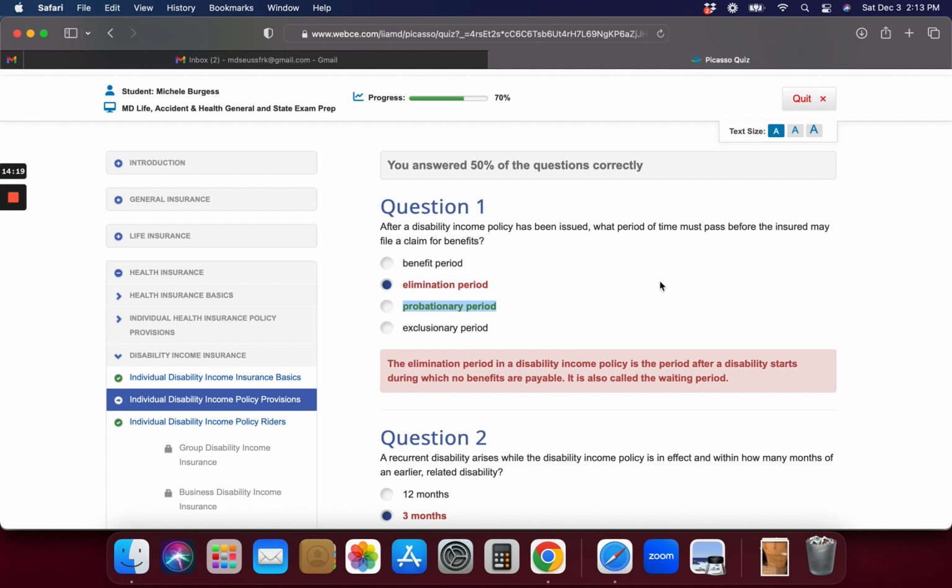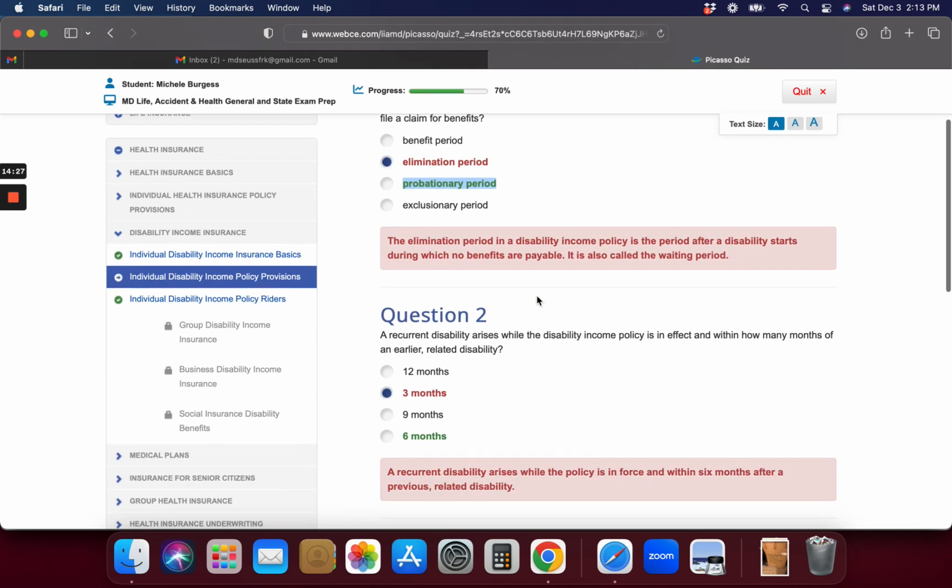So this one here was probationary period. I know I had this question before, and I couldn't remember. Probationary period. What time must pass before they can file a claim for benefits? All right, this one here was 6 months, so I was pretty close. Right? That was a tricky one. And they probably will have something like this on the test.